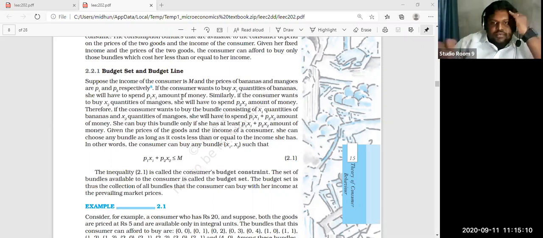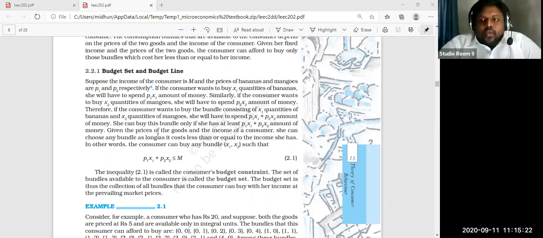P1 X1 plus P2 X2. Okay. Amount of money. Given the price of the goods and the income of the consumer, she can choose any bundle. Now we discussed that any bundle, maybe 0,0, 2,1, 1,4, different combinations are there. She can choose any bundle as long as it costs less than or equal to the income she has.